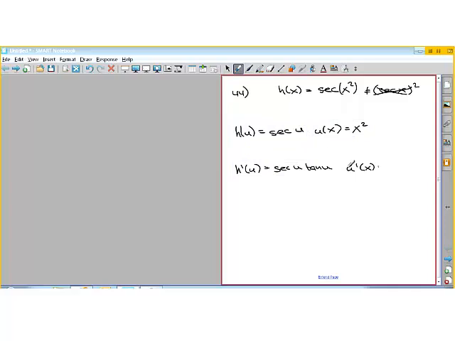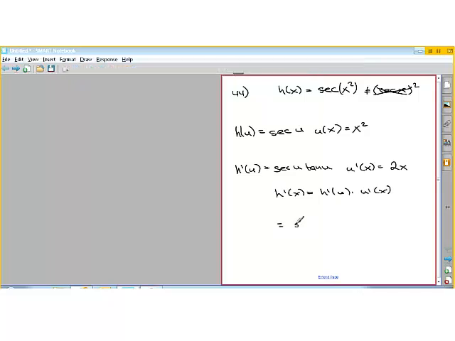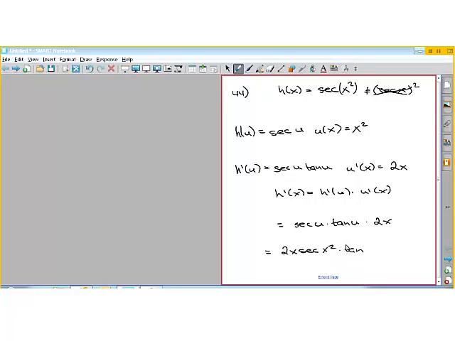H prime of x equals h prime of u times u prime of x. So we get the secant of u times the tangent of u times 2x. Bring the 2 out front, then the x. Then we have the secant of u, but u is x squared, and the tangent of u turns into tangent of x squared. And we want to put those parentheses there, even though they weren't originally there. It's good to keep that.